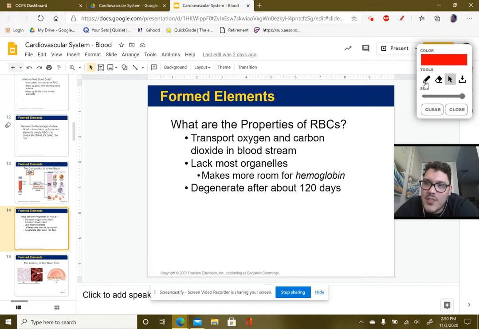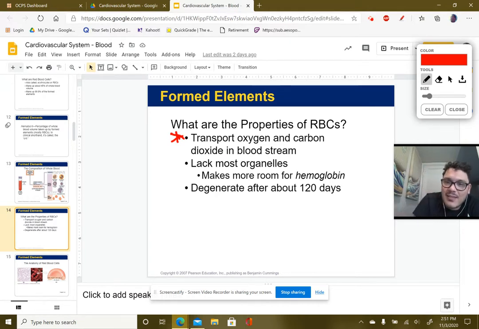So what are the properties of red blood cells? What makes them so important and special? Number one, they're essential for transporting gases. Remember in the respiratory system, we talked all about gas exchange and all that fun stuff. Without a red blood cell, the gases don't make it to your cells. I think of red blood cells like a taxi cab. They pick up the oxygen and they take it across your entire body. Without it, the oxygen just can't make it far enough. So it works like a great transportation system.